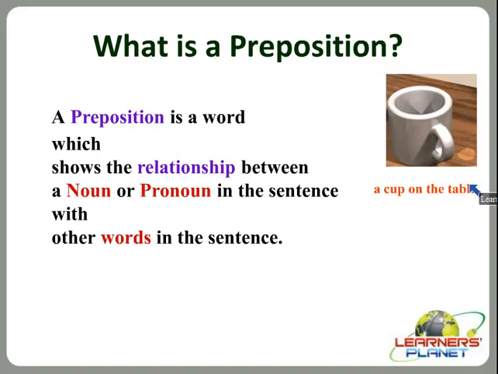A cup on the table. Cup is a noun, on is the preposition, the table is the rest of the sentence. So the preposition on shows the relationship of the noun cup with the rest of the sentence, the table. A cup on the table. Cup is a noun. The preposition on shows the relationship between cup, which is the noun, and the rest of the sentence, the table. Let us see some more examples.